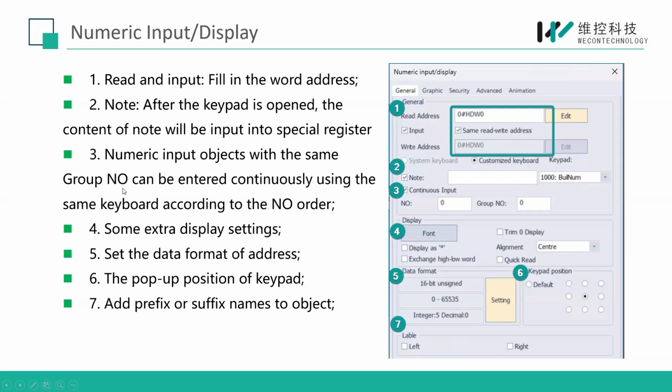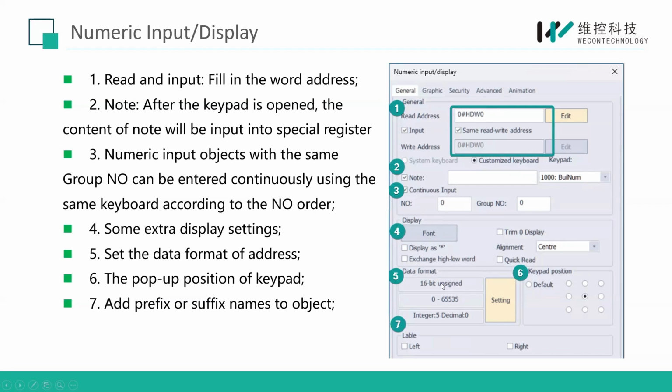And it will reduce your time for just writing values into the numeric displays. The fourth one is some extra display setting, and you can also exchange the high-low word of this display register. The fifth one is to set the data format of the addresses. You can set the data format of this register, like whether it is a single word, double word, or a floating variable.